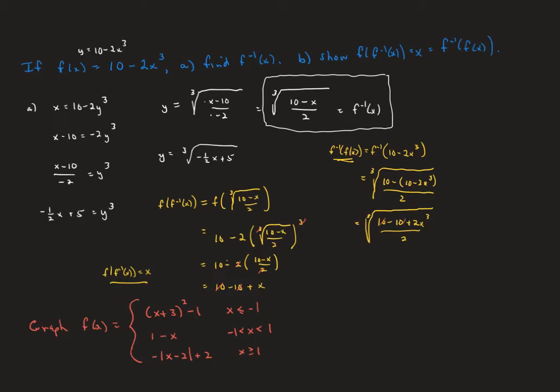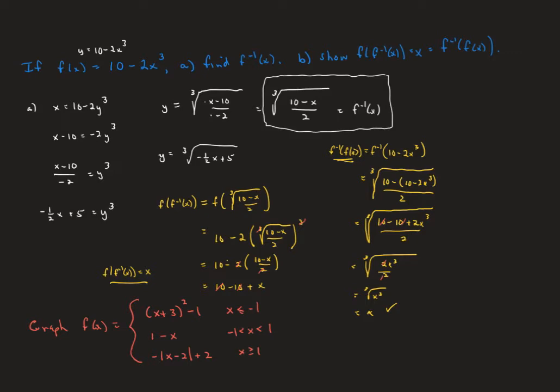We can cancel our 10's, so now we're making progress. So that's now going to look like the cube root of 2x cubed over 2. Now we're free to cancel that 2, and that will leave us finally with just the cube root of x cubed, which is indeed x, and we have done what we wanted to.